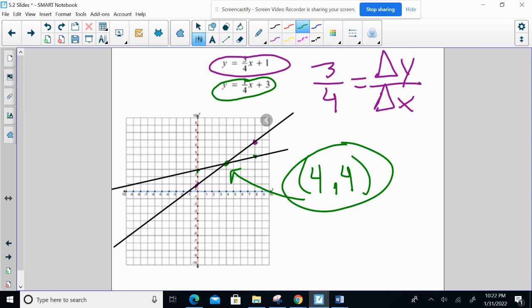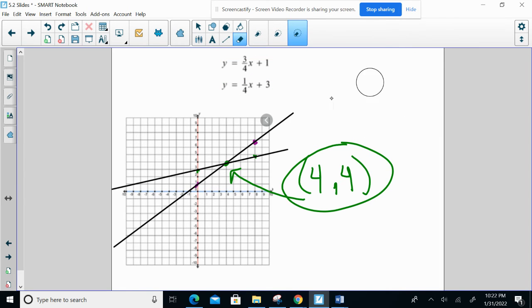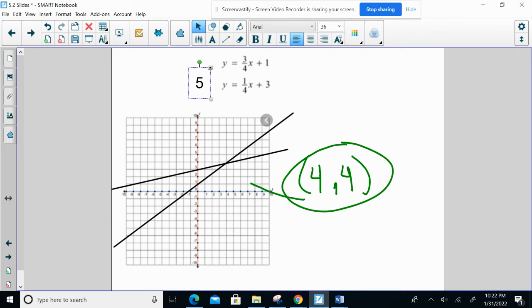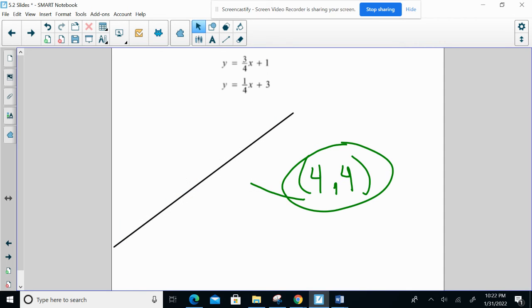So actually what I'm going to do is I'm going to do a little bit of erasing here. I don't know why that 5 randomly showed up. That's interesting. Let's delete this. Delete this.